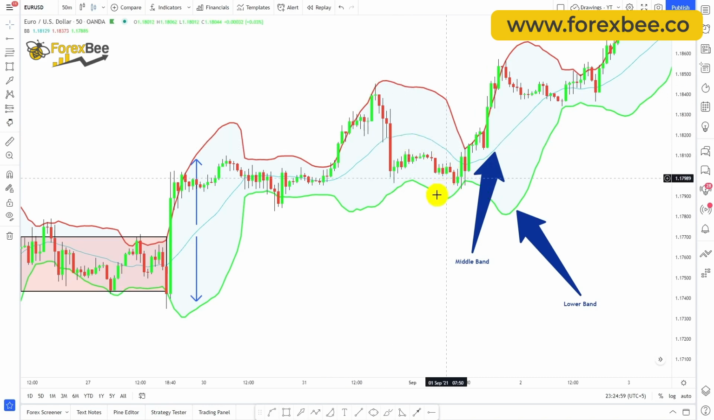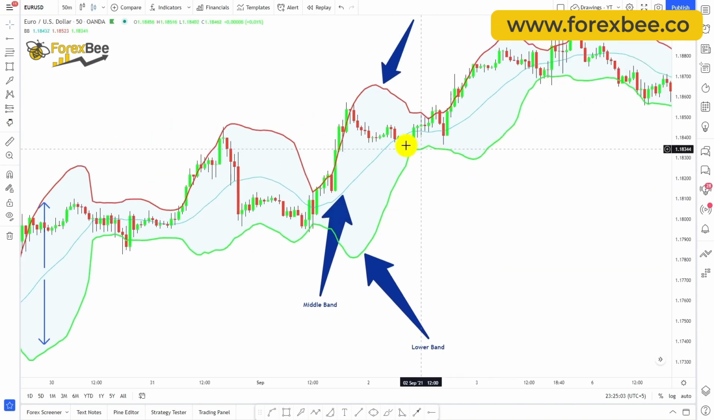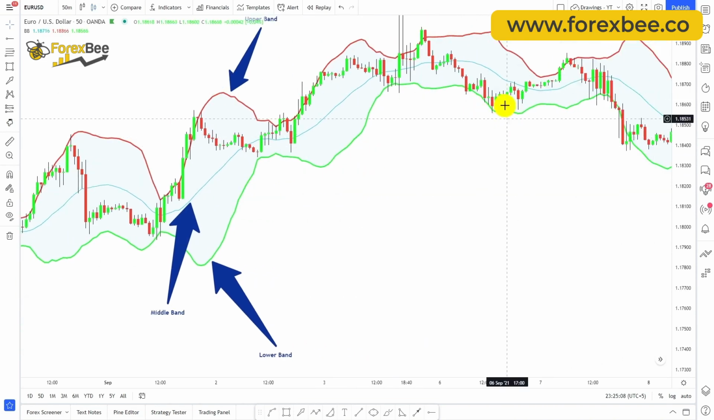And after that we can also place the buy trade when the price touches this lower support, because after the support the market is gonna go up, as we can see here. So this is the simplest Bollinger Band strategy.